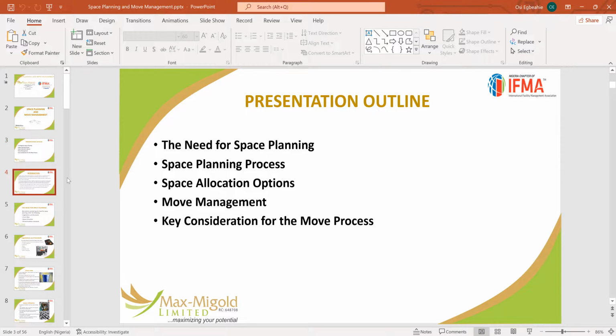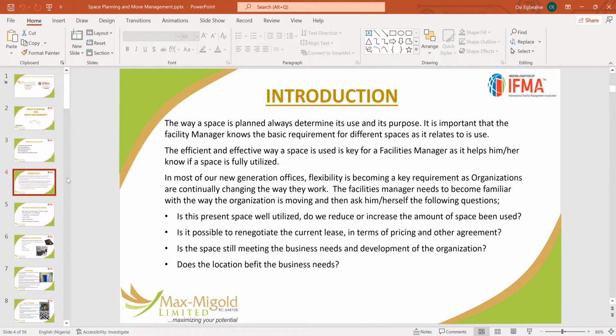Straight up, by way of introduction, the way a space is planned always determines its use and its purpose. It is important that facility managers know the basic requirements for different spaces as they relate to their use. I want to presume a lot of us are already into facility management, and maybe just a few persons are just probably venturing into facility management.